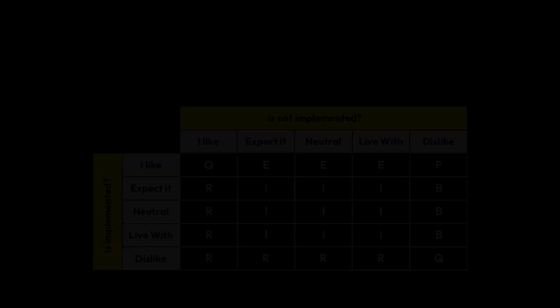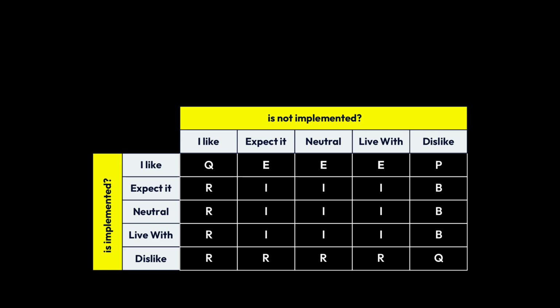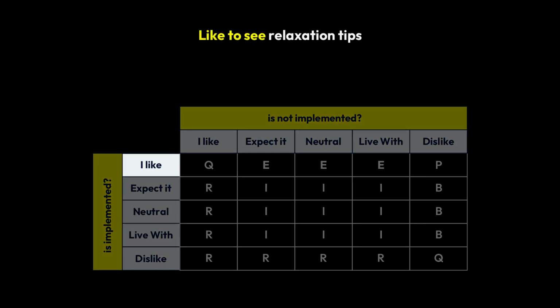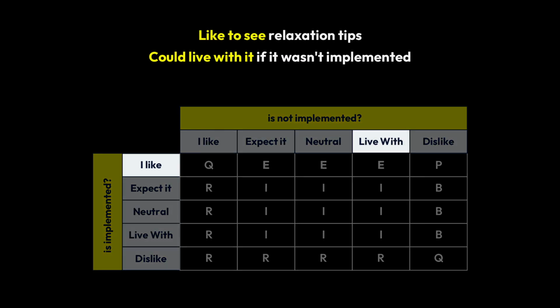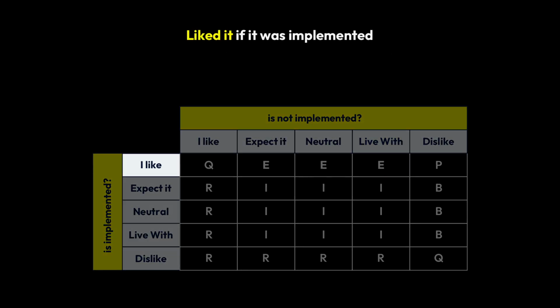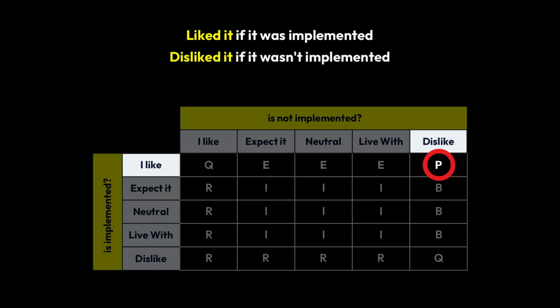Let's say you have a meditation app and you want to implement relaxation tips. If your interview partner said they would like to see relaxation tips and could live with it if it wasn't implemented, it's an excitement feature. If they said they liked it if it was implemented and disliked it if it wasn't implemented, it's a performance feature.